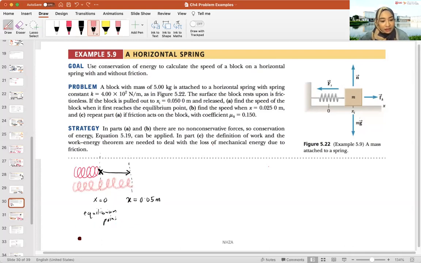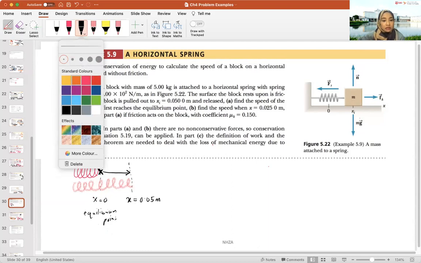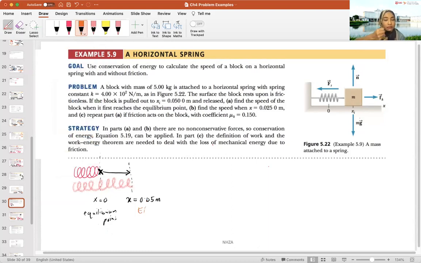Okay, whenever they say equilibrium point, it just means it is at x equals to 0. And then when I stretch it, I am stretching it by 0.05 from the equilibrium position. And then I release it, dia akan meluncur. It will go back to its original position. So dia akan meluncur balik, pergi sini balik. Dia akan go back to its original position because this is what a spring does. Logically, it will go to its original position, x equals to 0.